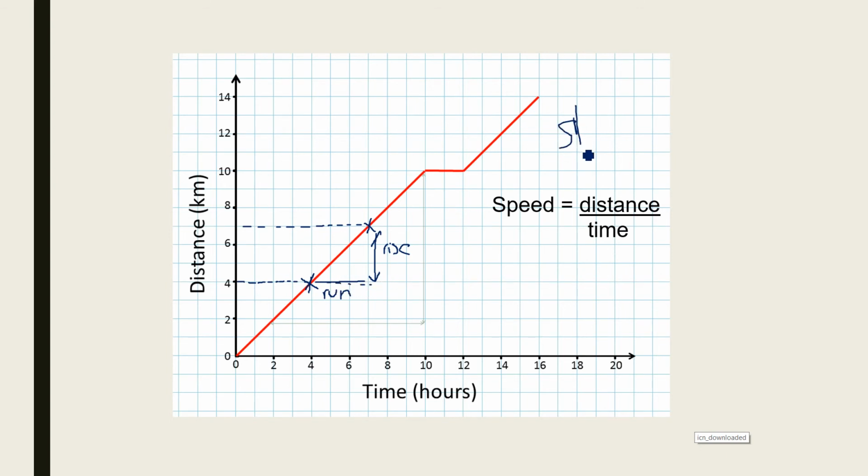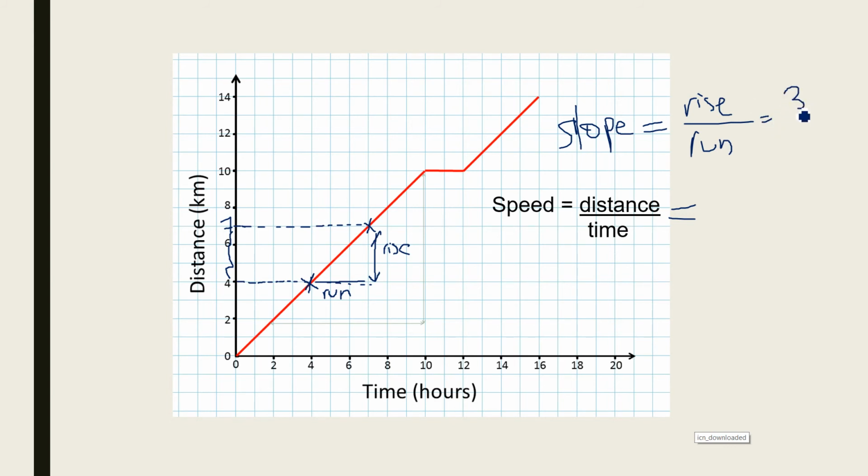So slope is equal to rise over run. Let's find it together. This point is what? It's 7. This point is what? It's 4. From 4 to 7, girls: 1, 2, 3. So the rise is 3.